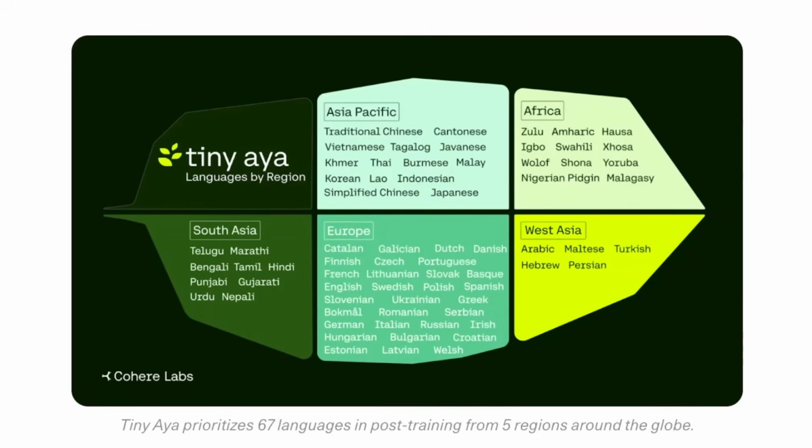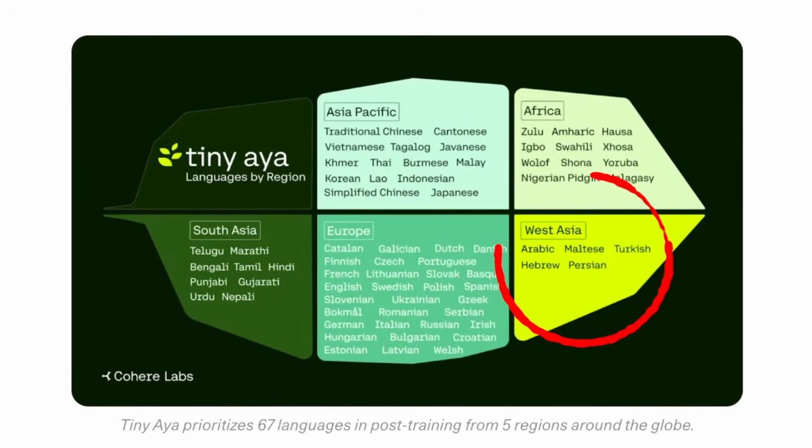And the idea here is that these languages are both related to each other in some ways, and also geographically related to each other. And then from that, they've created these 3 specialized post-training recipes, which are mixes of the different languages by region in here.